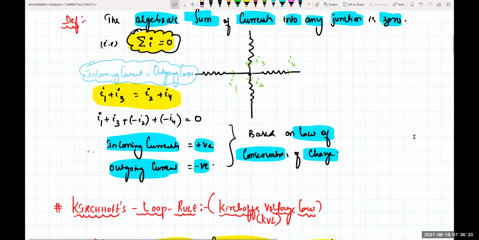And it is based upon what, beta? Law of conservation of charges. It is based upon your law of conservation of charges. Is that clear?